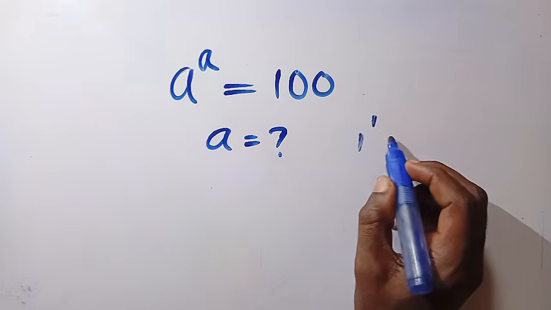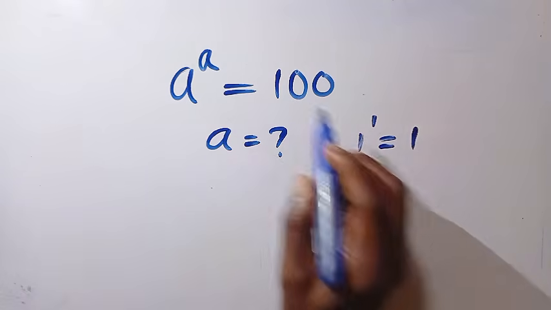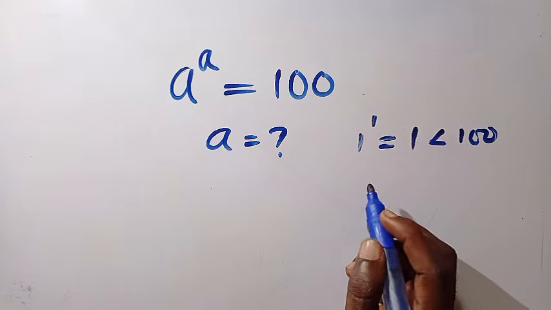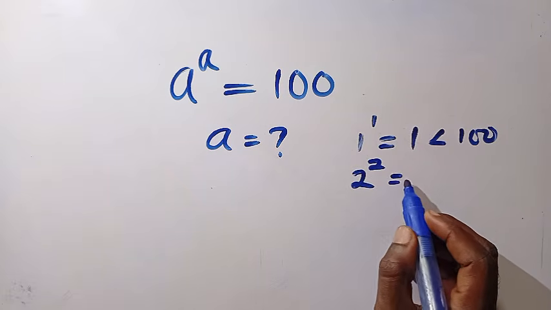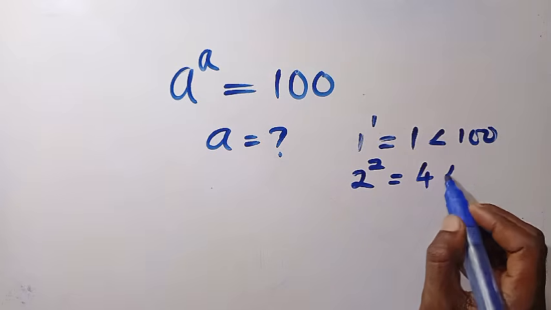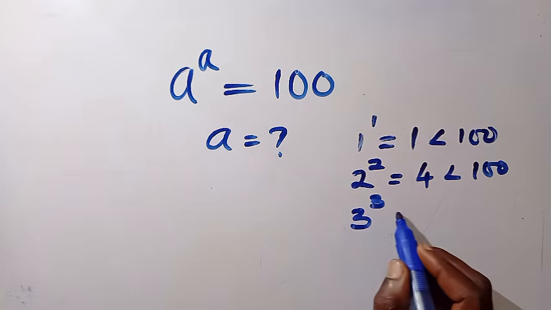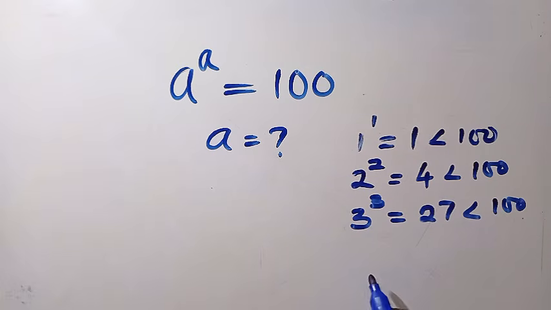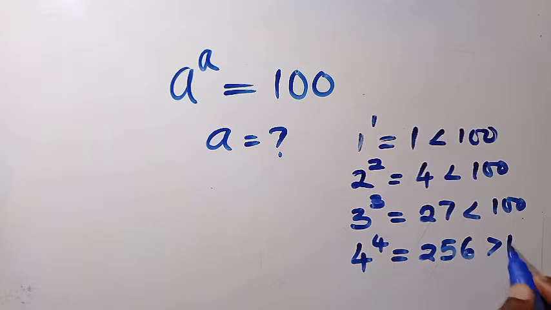Suppose I test 1 to the power of 1, so this equals 1. Since the result we need is 100 and 1 is less than 100, it can never be the solution here. Then if you take 2 raised to the power 2, this equals 4, and 4 is less than 100. Again, 3 to the power of 3 equals 27, and 27 is less than 100. So we keep on going. Let's test 4 raised to the power 4. This equals 256, and this is greater than 100.